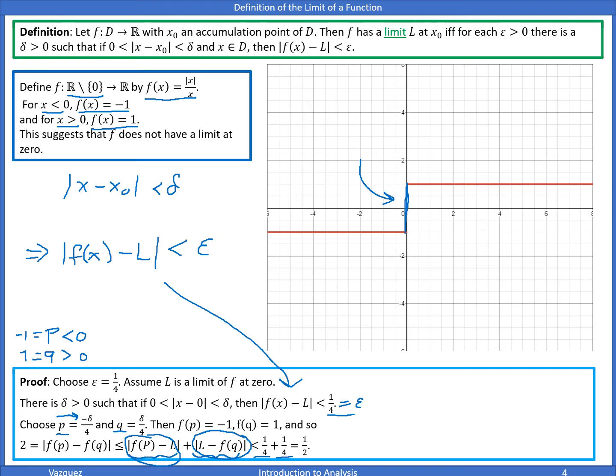So try to use the reasoning for this proof on the last example and the reasoning for the other proof in this example to see what's going on. I think that would be a good exercise. Okay, our next example.